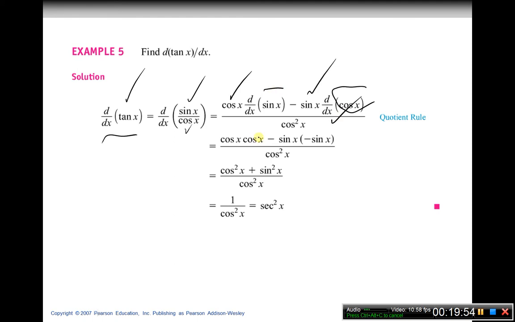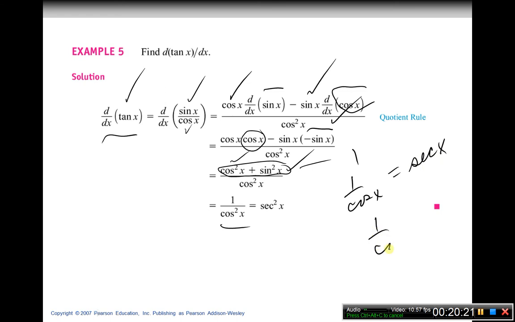The derivative of sine of x is cosine of x. The derivative of cosine of x is minus sine. Multiplying this out, we get cosine squared of x plus sine squared of x, which is equal to 1. So we get 1 over cosine squared of x. But you remember 1 over cosine of x is equal to secant of x. So 1 over cosine squared of x would be secant squared of x. So that proves that the derivative of the tangent of x is secant squared of x.